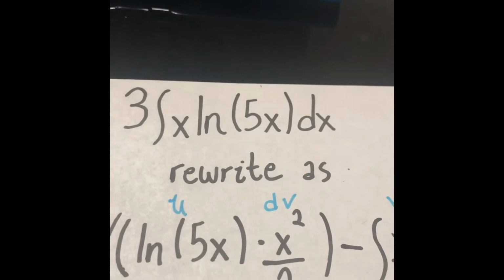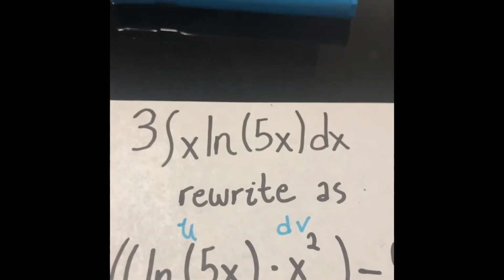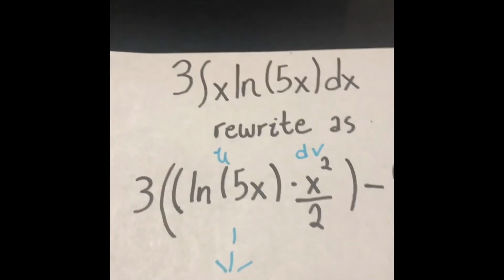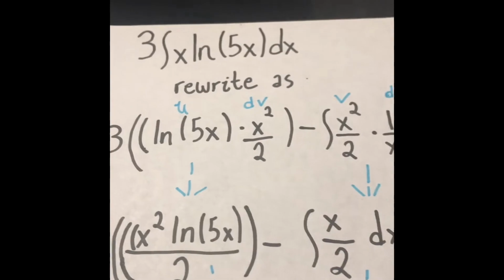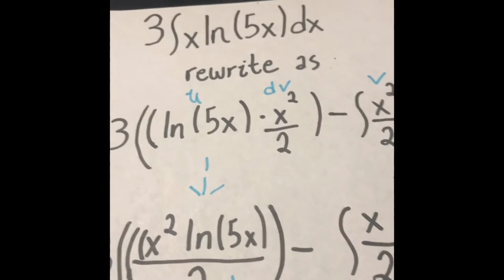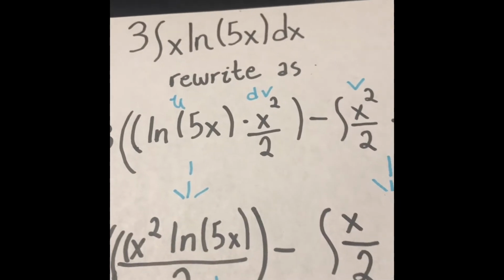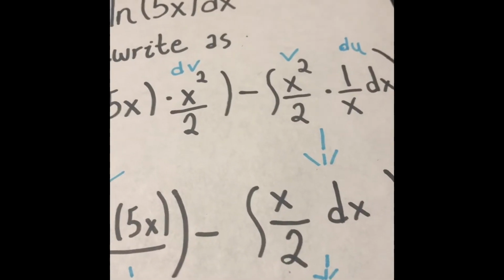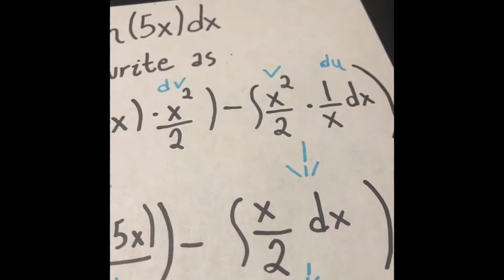Our original equation of 3 integral x ln of 5x dx, we can now rewrite in our integration by parts formula. So remember that we have that 3 out on the outside, and then we have u dv, so it's ln of 5x times x squared over 2, minus the integral of x squared over 2 times 1 over x, which is that v du part.